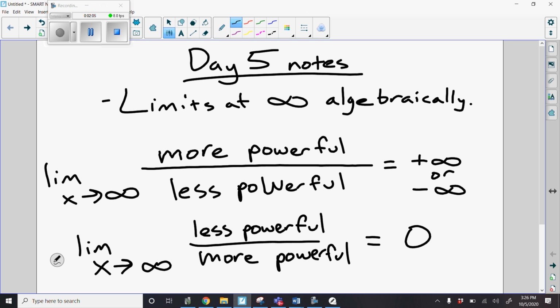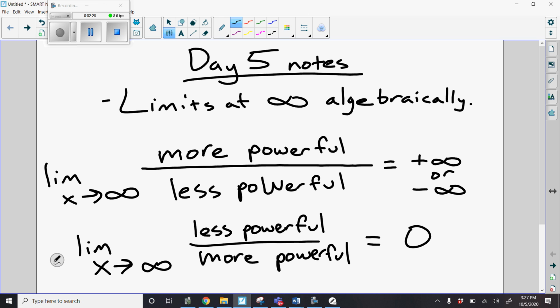Again, think you're dividing two big numbers, but the bottom is a lot bigger than the top. Like 1,000,000 divided by 1,000,000,000 is a number that's very close to 0. And as x continues to get bigger and bigger and bigger, that more powerful denominator is going to drive that function closer and closer and closer to 0.